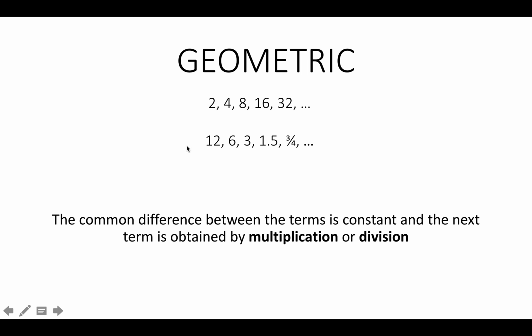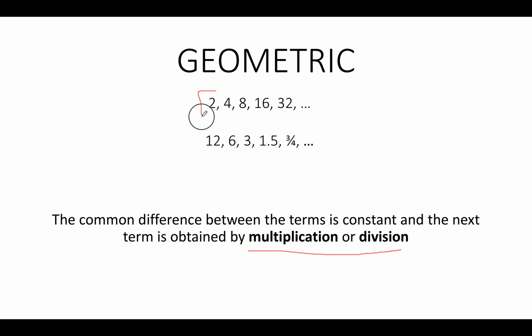In this case, the common difference between them is a constant, and the next term is obtained by multiplication and addition. This is different from arithmetic, where you obtain the next term by addition or subtraction. In this one, you obtain the next one by multiplication or division. Take a look at this one.